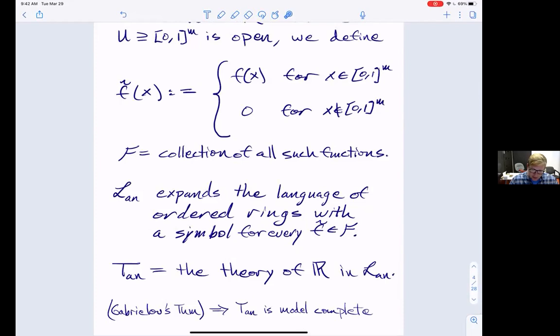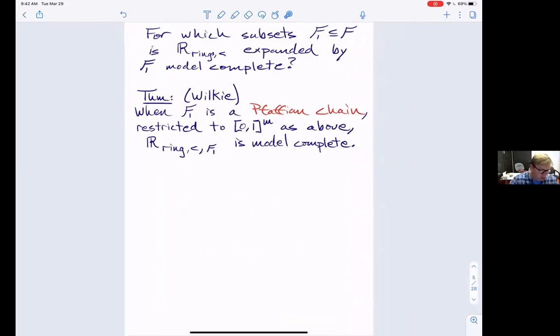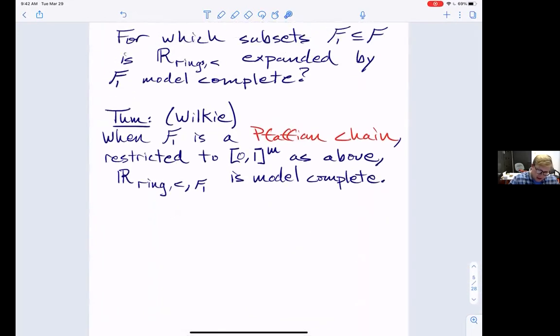And model theorists wondered for a long time whether one could look at just certain subsets of the set of functions f and still get a model completeness result. Eventually, that was proven by Alex Wilkie, and he showed that when you take the collection of functions f1, which is a subset of these restricted analytic functions, if you take f1 to be the set of functions in what's called a Pfaffian chain, then you get a model completeness result. So that's really the motivation from the model theoretic perspective for why Pfaffian functions are so interesting to study. But we're going to have motivations from other perspectives next.